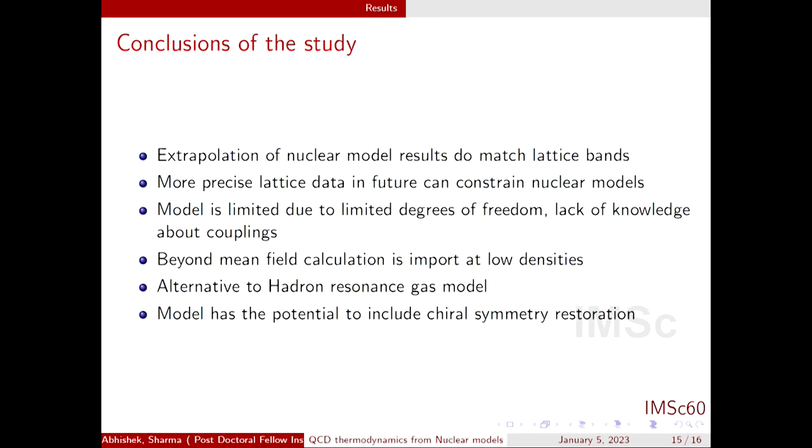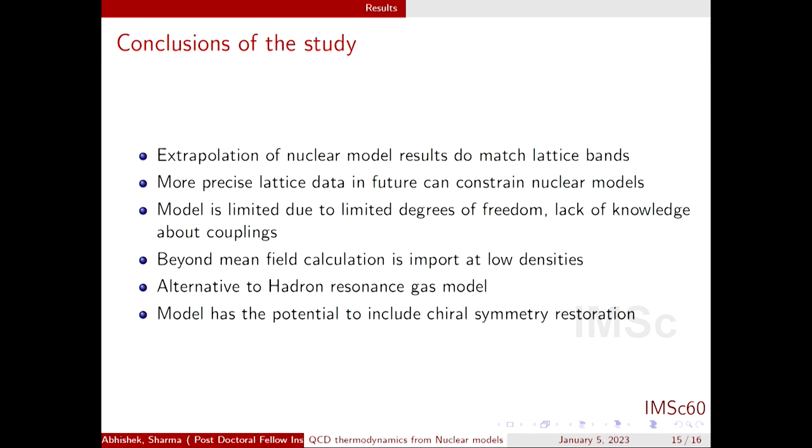From our study, we have found that for many of the results, the high density data extrapolated to low baryon densities does match the lattice bands. As one can see in the plots, the lattice bands have quite a width, and if one has more precise data in future, then one can make a more precise statement from such a study. The model is of course limited due to the lack of degrees of freedom and also the lack of knowledge about the couplings.